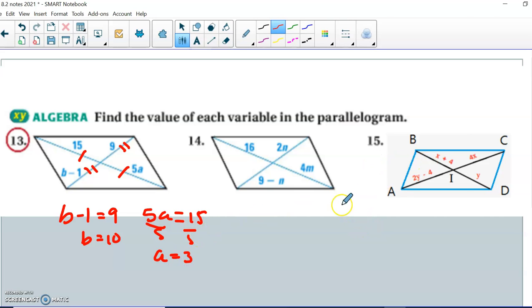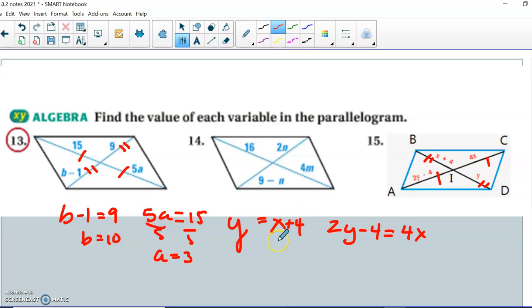To make it a little more interesting for you, I threw it in a linear system. So I know that 2y minus 4 equals 4x. Uh-oh, we have 2 different variables. I also know that this equals this, I know that this equals this. So I also know that y equals x plus 4.